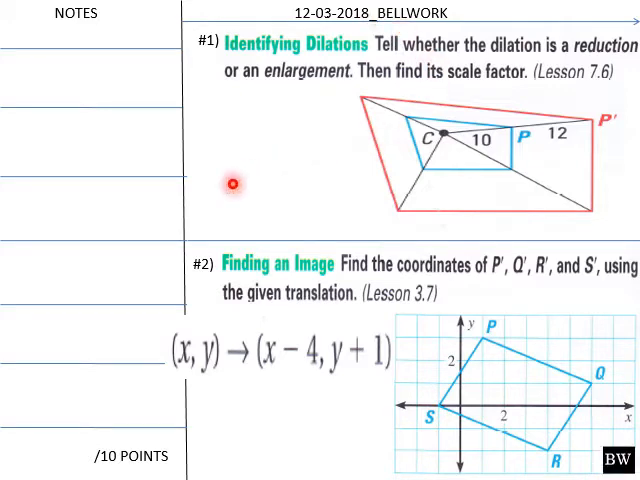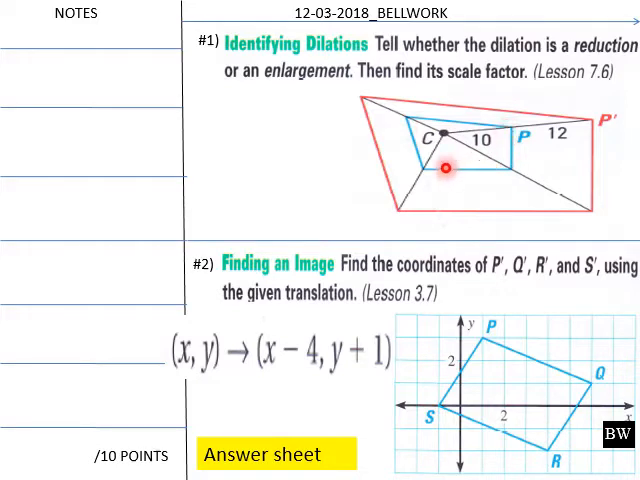Teachers, today's bell work is this. Determine whether it's a dilation, a reduction, or an enlargement, then find its scale factor here. So we started here with this, and then you figured it out. And then over here, find the coordinates of P prime, Q prime, R prime, and S prime. Give your students 6-7 minutes for this.